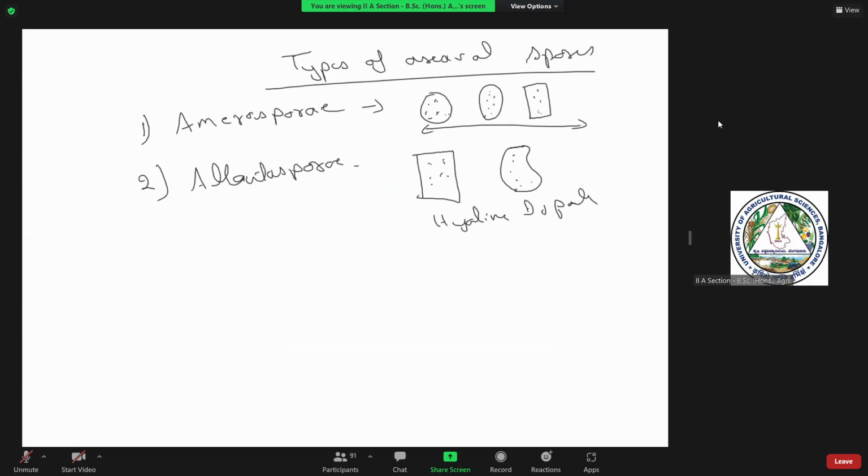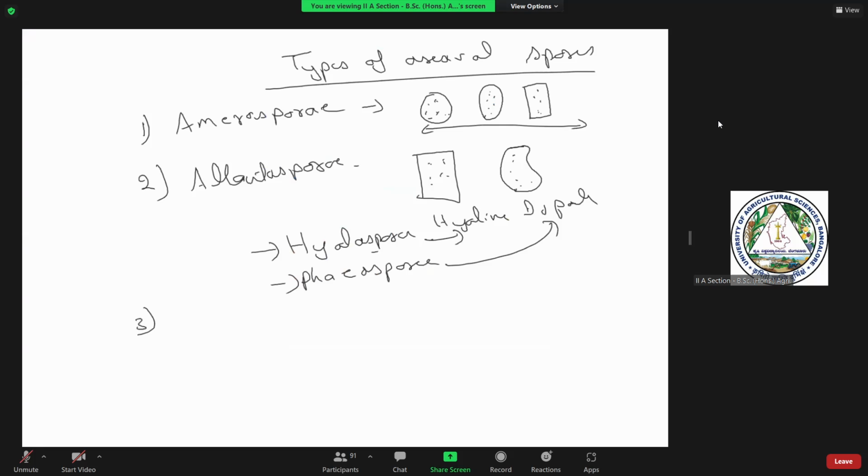In case it is colorless, they are called as hyalospore. And if it is a colored one, they are called as phaeospore. If it is hyaline, it is called as a hyalospore. And if it is a pale color or a colored one, it is called as a phaeospore.